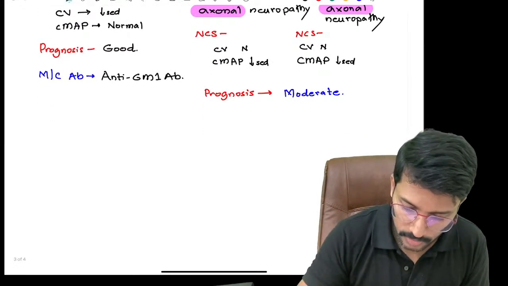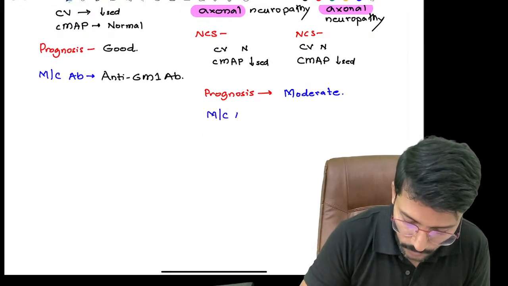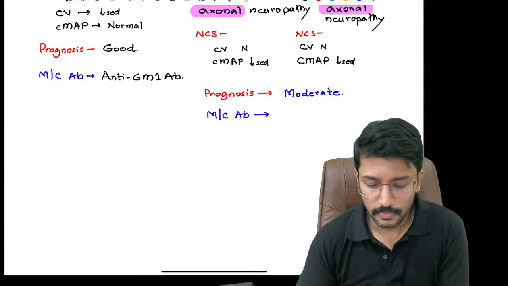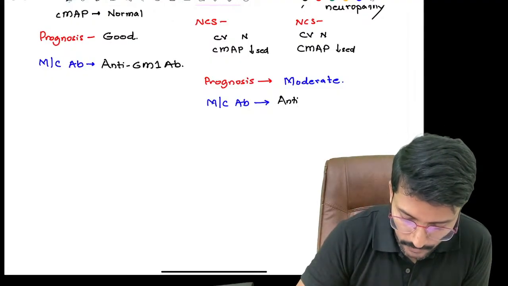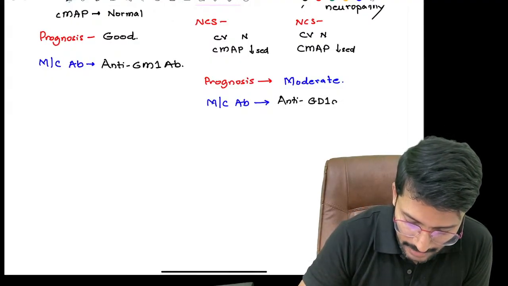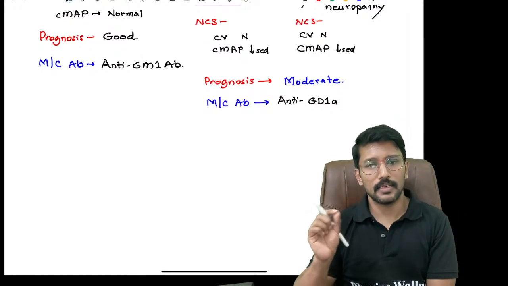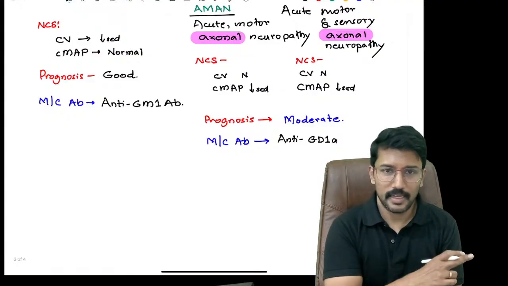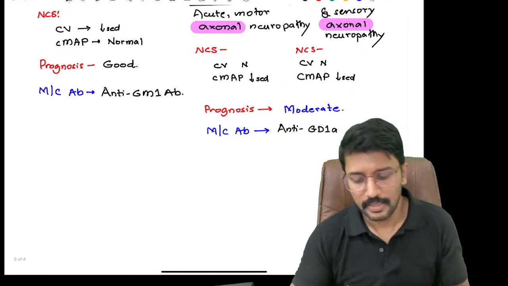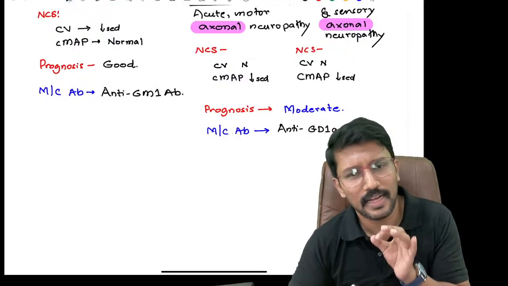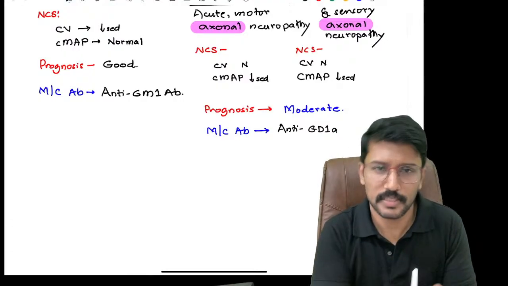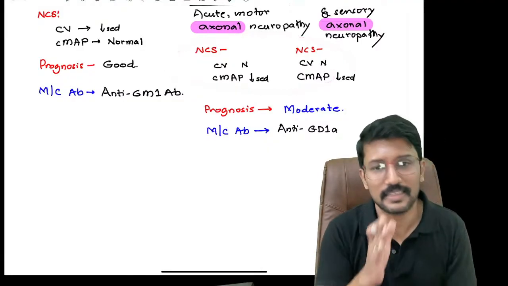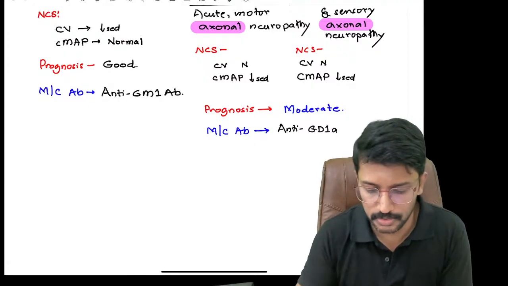Okay. Now coming to the antibodies that we will see in these patients. The most common antibody that we see in these patients is anti-GD1a antibodies. The anti-GM1 antibodies were seen in AIDP. In both AMAN and AMSAN, we get anti-GD1a antibodies. This anti-GD1a antibody is relatively specific. It means if I get a patient with anti-GD1a antibody, even without doing the nerve conduction study, I can say that this has to be either AMAN or AMSAN based on my clinical examination findings.